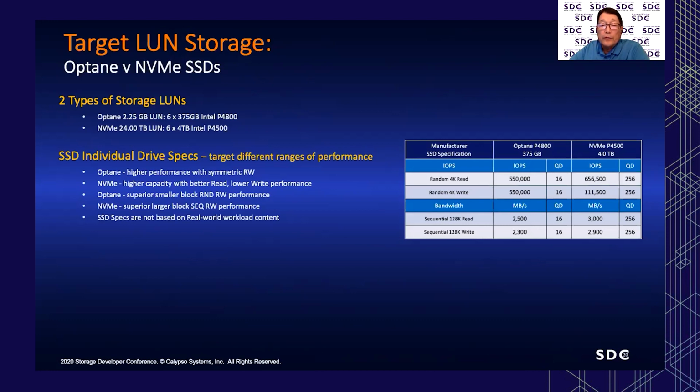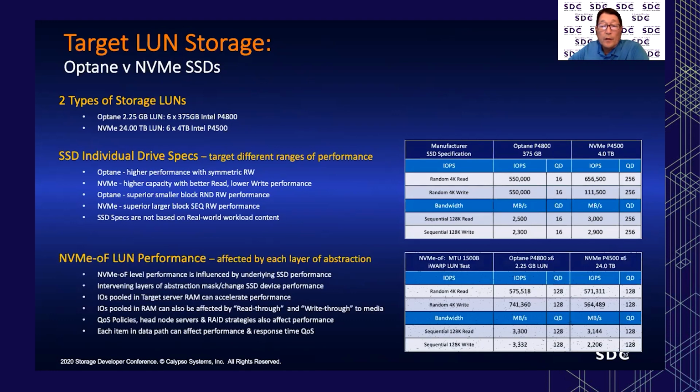However, while noting there's a difference in the SSD performance spec, the performance of the storage LUNs can be much different. Here we show the performance of random 4K read write and sequential 128K read write taken on the Optane 2.25 terabyte LUN and the NVMe 24 terabyte LUN using iWARP at the standard frame size of 1500 byte. One thing you'll notice is that the performance is higher than what's stated for the individual SSDs. This is often due to factors that are in the stack, including the fact that IOs are pooled in RAM and can be faster than the underlying SSD.